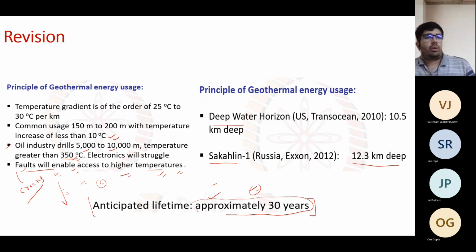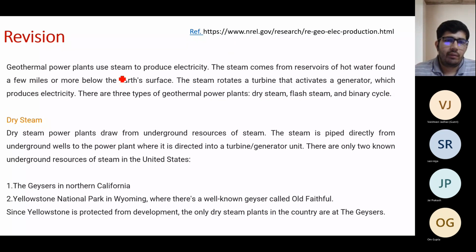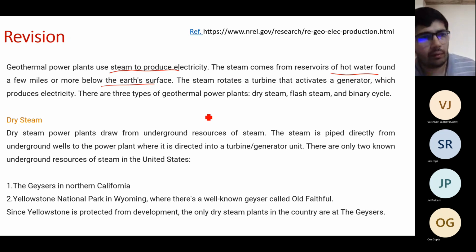So now the geothermal power plants use steam to produce electricity. Basically we are using steam to produce electricity. Okay, now there are different ways that we can tap this. So let's see. The steam comes from the reservoir of hot water found a few miles or more below the earth's surface. So when we go a few miles or more below the earth's surface, we will get hot reservoirs. Those are giving the steam. Okay, so that steam can rotate a turbine that activates a generator. So the turbine shaft can be connected to a generator, and we can get electricity.